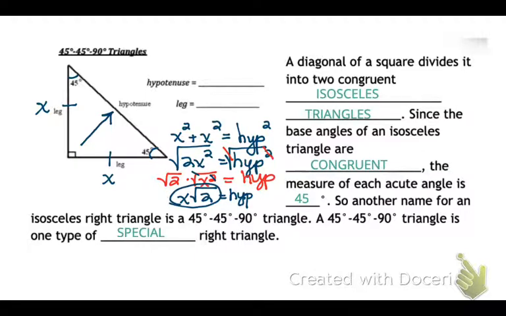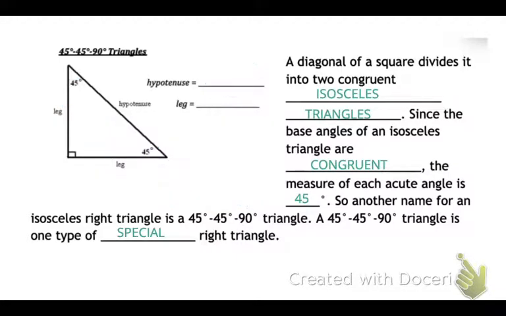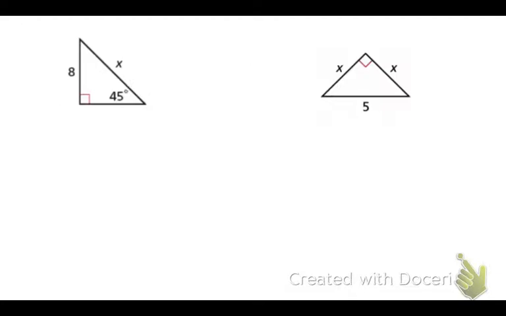Your leg, we're going to call that x. It doesn't matter what the measure of that side is. Your hypotenuse is always going to be the length of that leg multiplied by radical 2. So that can be a little confusing until we start to actually see that in practice. So let's look at some examples of our 45, 45, 90 triangle.